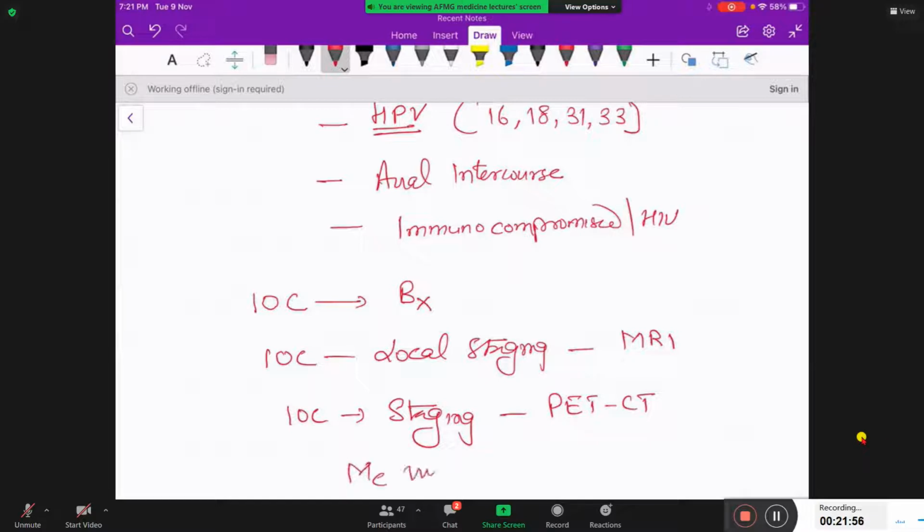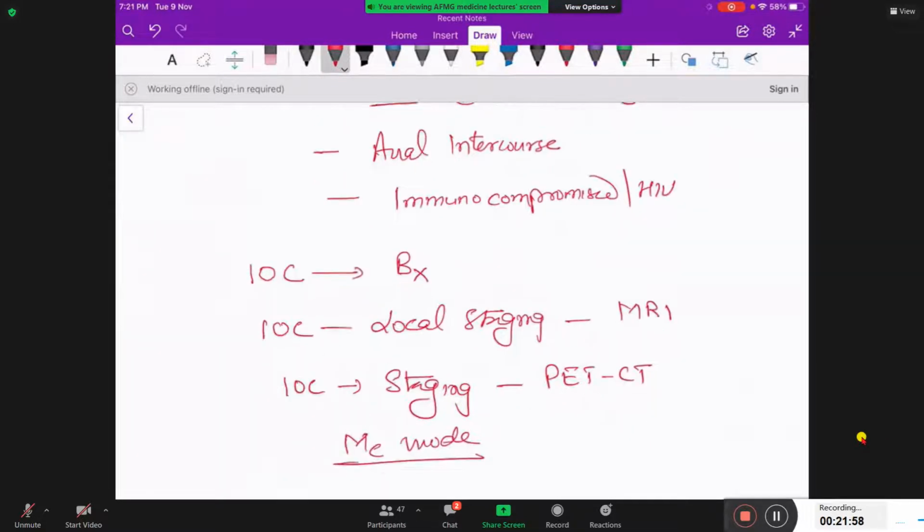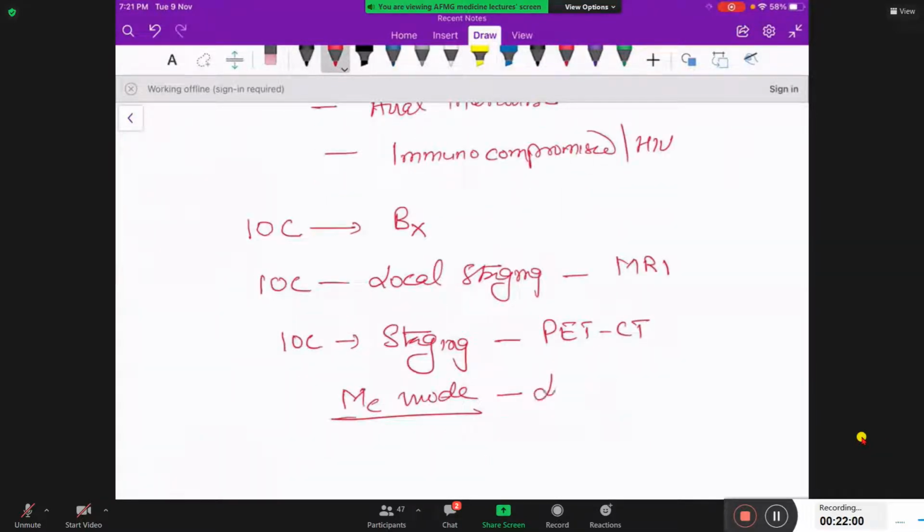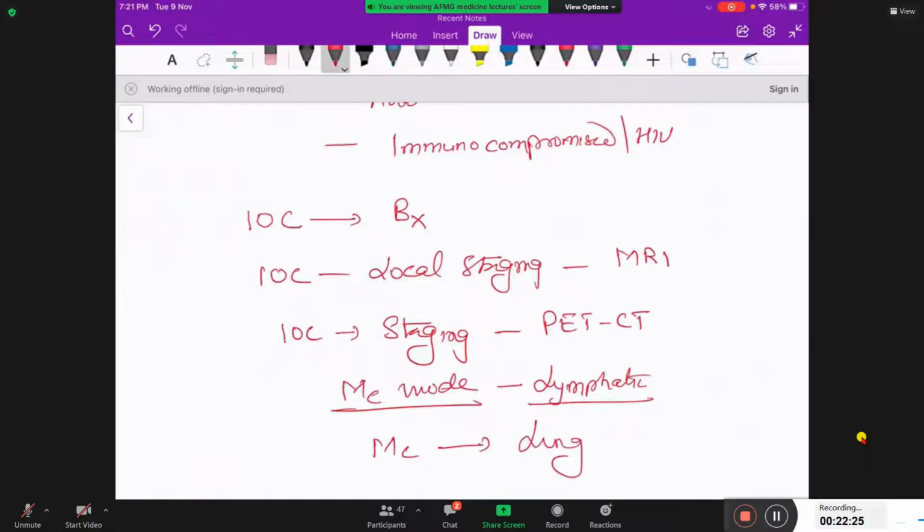Most common mode of spread is lymphatic. So if the lymph node gets enlarged because of anal malignancy, which lymph node will get enlarged? Very good. So there will be inguinal lymph node enlargement. Important. Most common site of distant metastasis is lung.